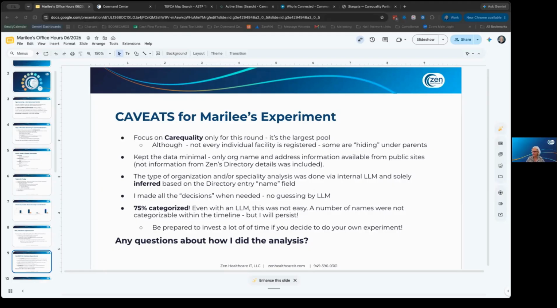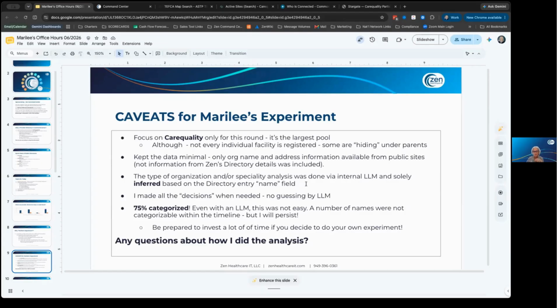Any comments or questions? All right, I'll dive into the caveats of my experiment. As I said, I focused on Carequality. When I used an LLM, I kept the data very minimal. I only used the org name and the address. I wanted to make sure that I was only using data that was available from each one of the publicly available sites. So none of the other details that we have access to, but that aren't publicly available, were included in the analysis.